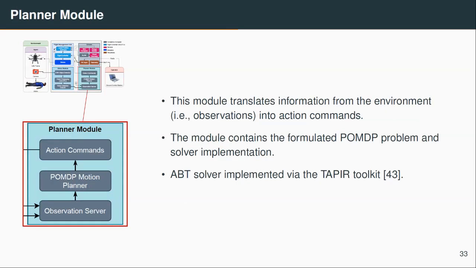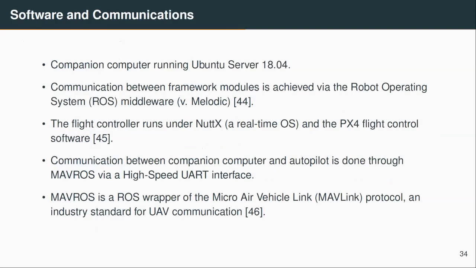The planner module contains an observation server that controls all the data from the UAV. We have here the formulated POMDP problem and solver implementation, that in this case uses ABT to solve the problem using the Tapir toolkit. The companion computer runs Ubuntu Server 18.04. To design the communication between all the framework modules, I use the Robot Operating System. And the autopilot is powered by the PX4 flight control software.